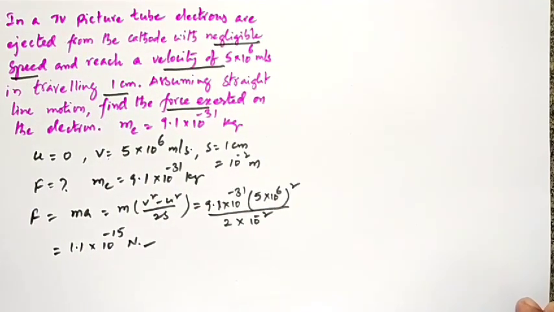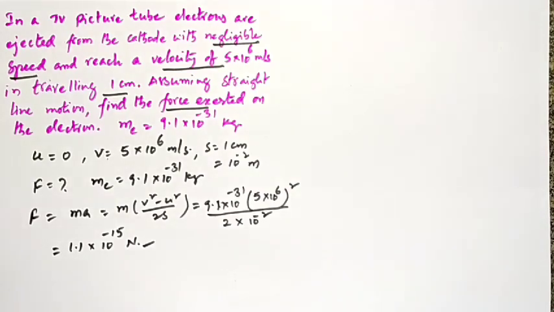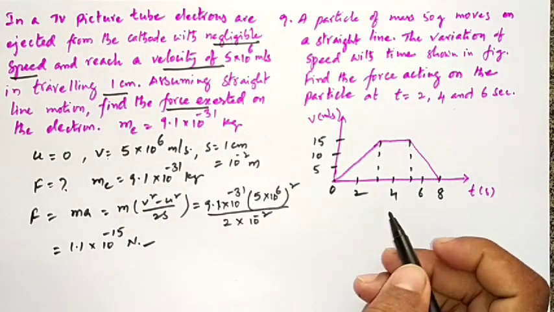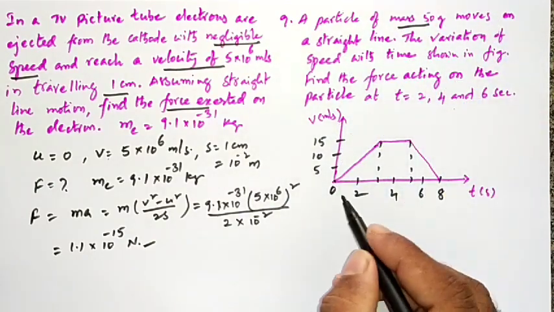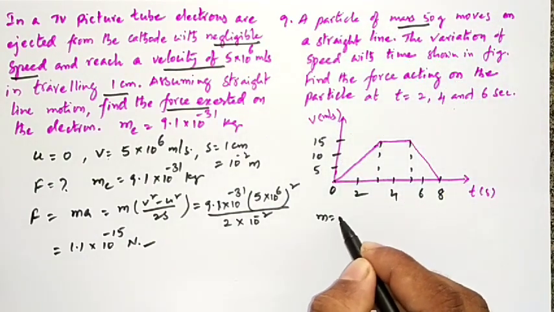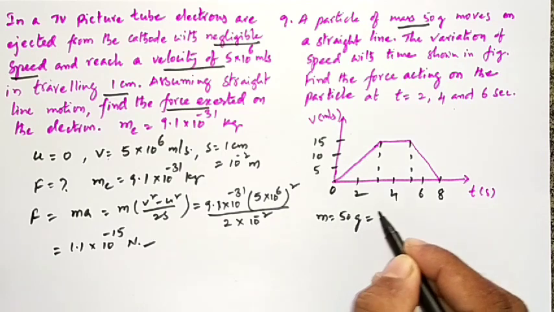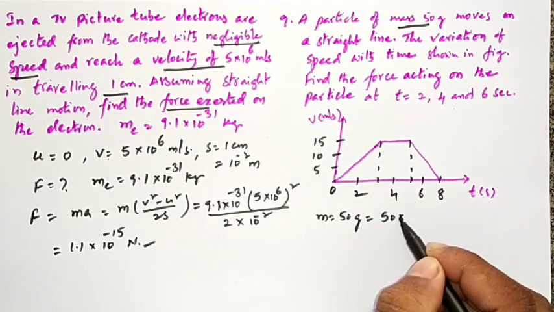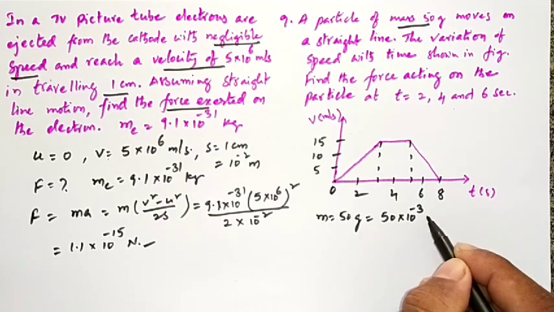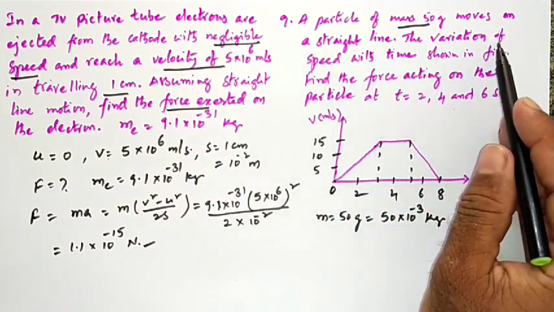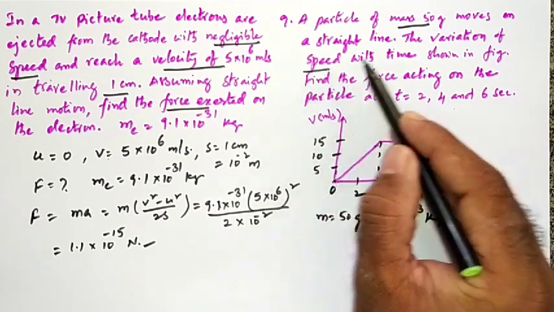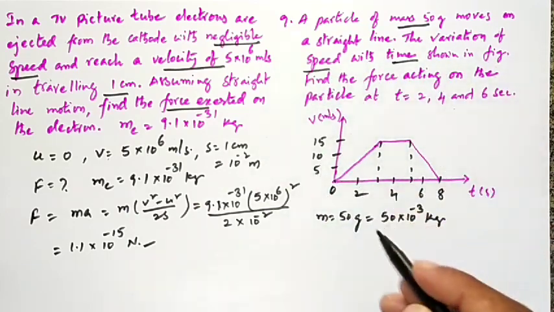Right, let us see another model of problem. See this beautiful question. A particle of mass 50 grams is given. First I am writing mass as 50 grams. As it is easiest, I can write 50 into 10 power minus 3 kg. Okay, next, on a straight line, the variation of speed with the time is shown in the graph.